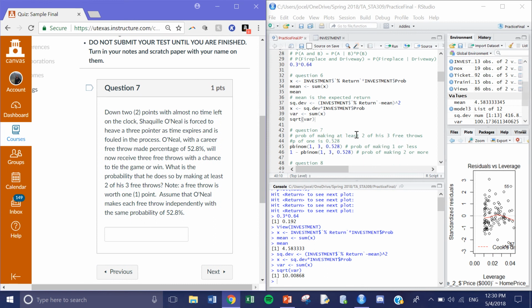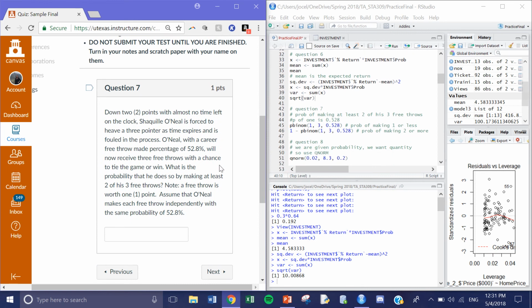Question 7. Down 2 points with almost no time left on the clock, Shaquille O'Neal is forced to heave a three-pointer as time expires and is fouled in the process. O'Neal, with a career free throw percentage of 52.8%, will now receive 3 free throws with a chance to tie the game or win. What's the probability that he does so by making at least 2 out of his 3 free throws? Assume O'Neal makes each free throw independently with the same probability of 52.8%.